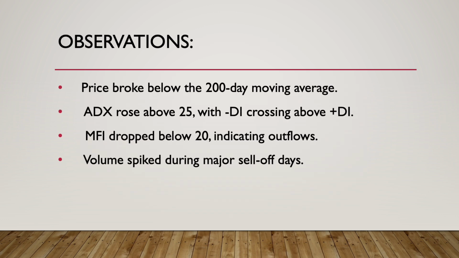The observations. The price broke below the 200-day moving average, and the ADX rose above 25, with the negative DI crossing over the positive DI. The MFI dropped below 20, indicating outflows, and the volume spiked during major sell-off days.